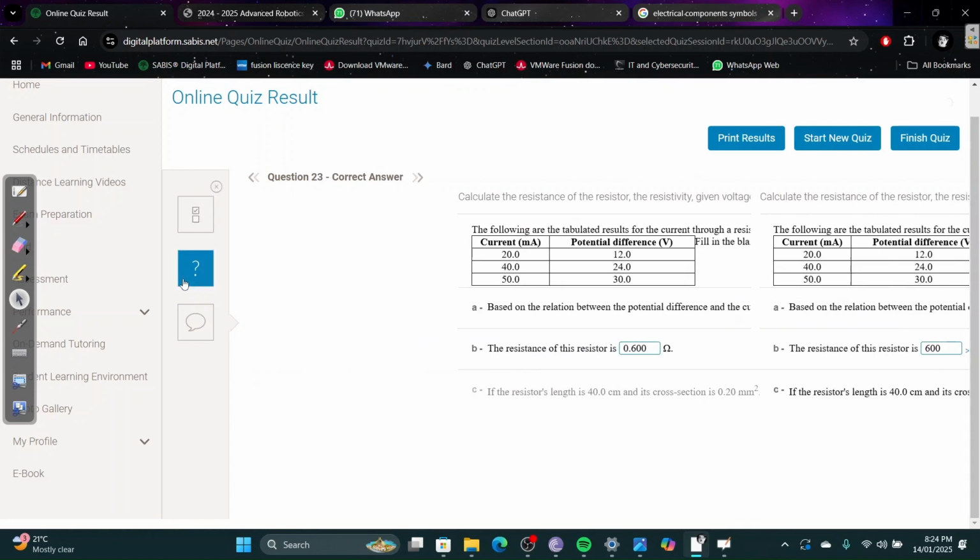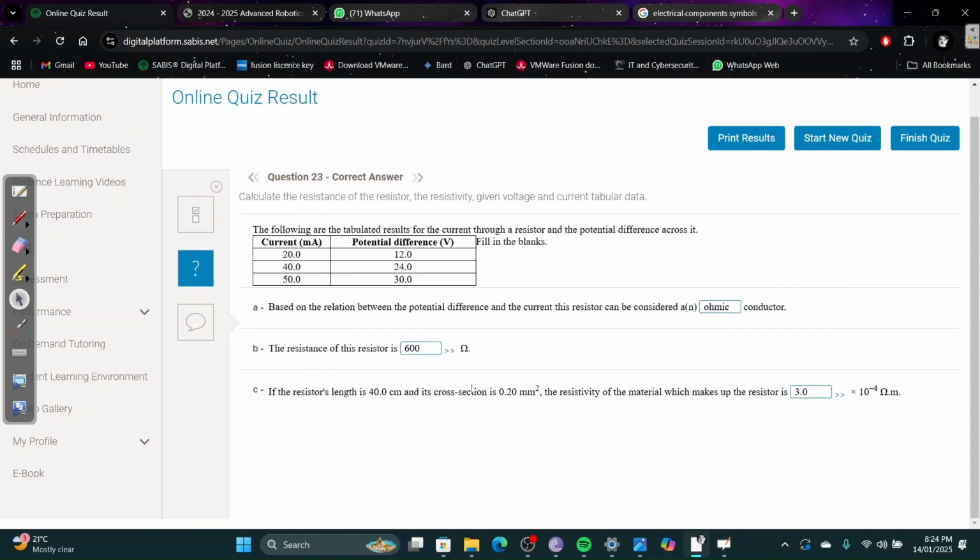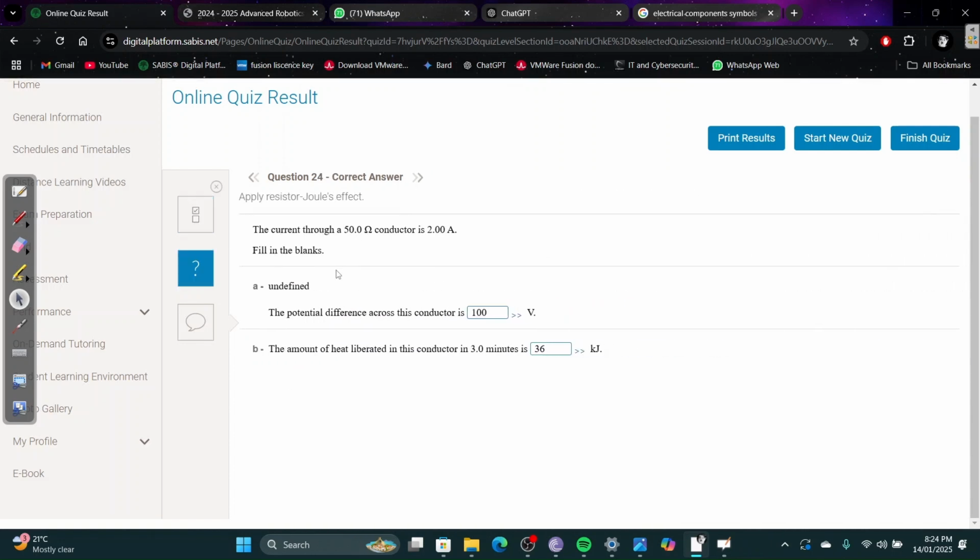Okay, question 23. I'm going to skip this because this is basically what I did. This is rho L over A, and you just find the resistance by dividing this by this. I love physics.